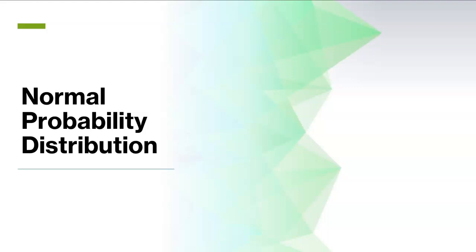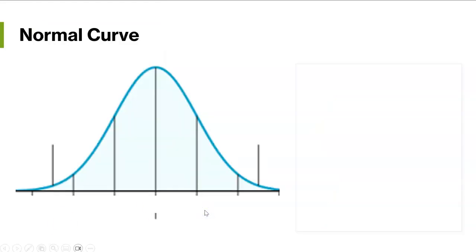Again, we have turned the tables from talking about discrete probability distributions to now talking about continuous probability distributions. That means there are an infinite number of possible outcomes, all right? And so before we talk about the normal probability distribution, we first need to know what is the normal curve.